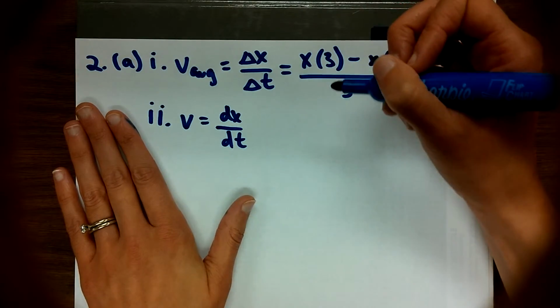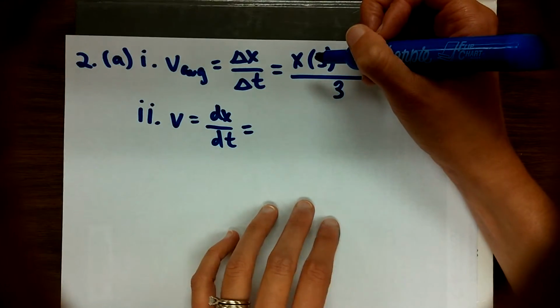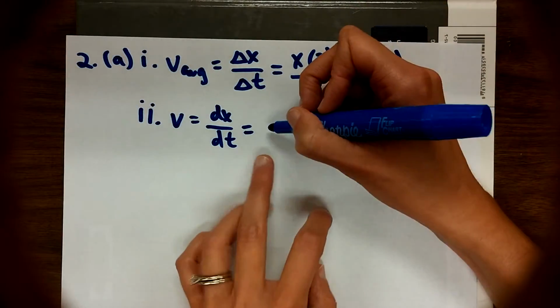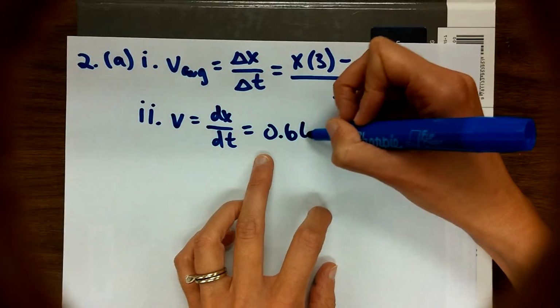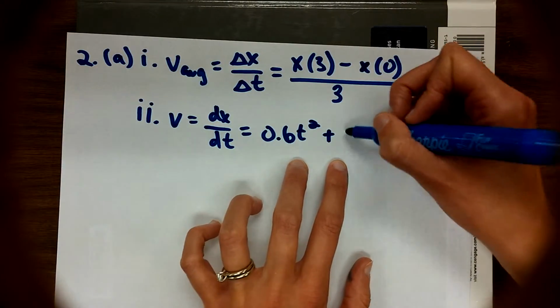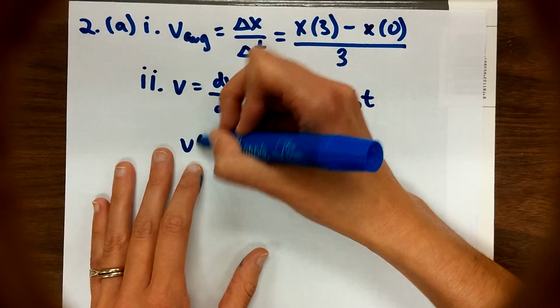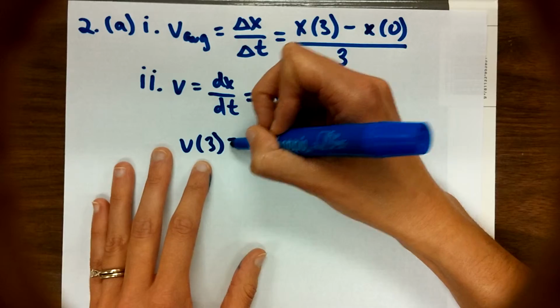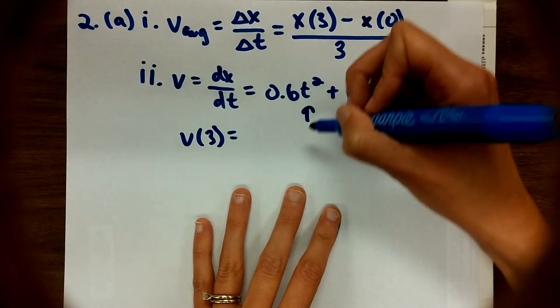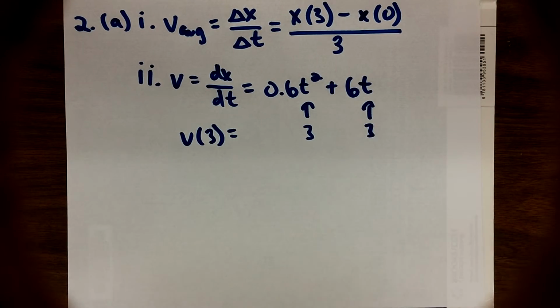So when you do that, you take the derivative of the first term, you use the power rule, and you get 0.6t squared. And then for the second term, when you take the derivative, you get 6t. And so then to find velocity at 3 seconds, you're just going to put in 3 for t and find the velocity at that point in time.